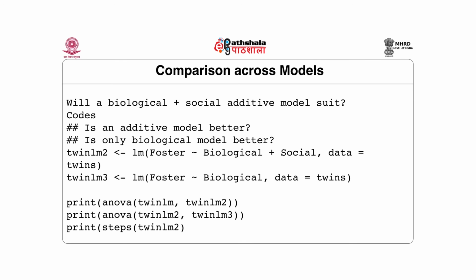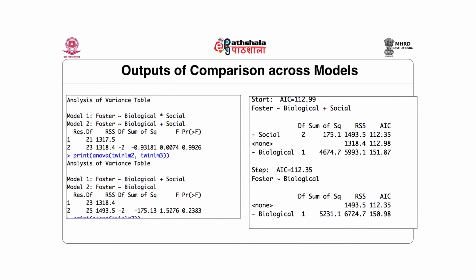Okay. So we do it in two ways. One is the analysis of variance tables, and the other is with the other one. What is really important here is that we'd like to see what happens when we add biological parameters to it. So in the first model, we are looking at the biological times social, and the second one, we're going to take a look at the biological plus social model.